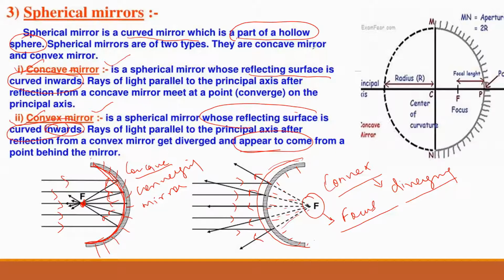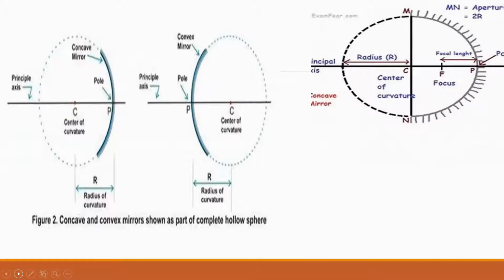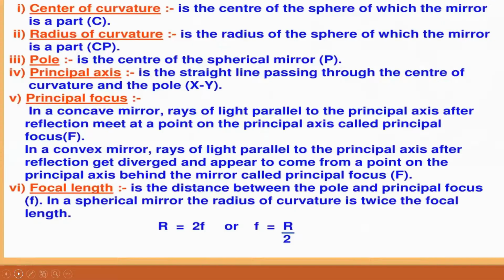In both the mirrors, concave and convex, there are a few terms which are related to both the mirrors. The first term is called the center of curvature. It is the center of the sphere of which the mirror is a part.